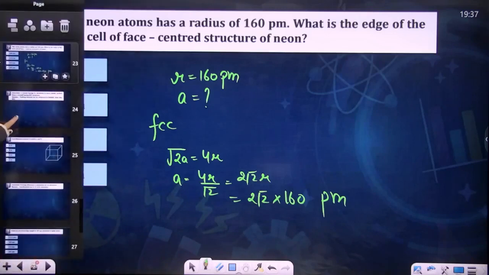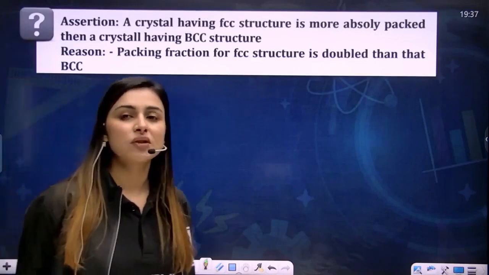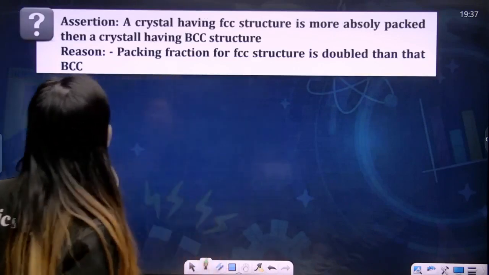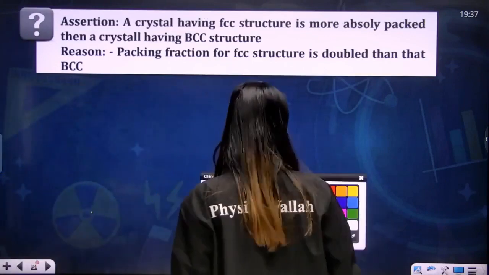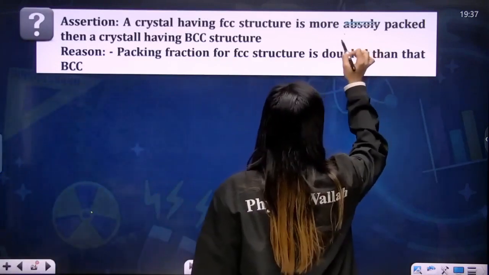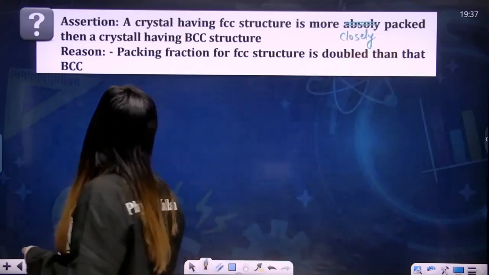Let's solve another question. The question is on your screens. It is an assertion reason question, so try to do this. The question says that a crystal having FCC structure is more closely packed than a crystal having BCC structure.